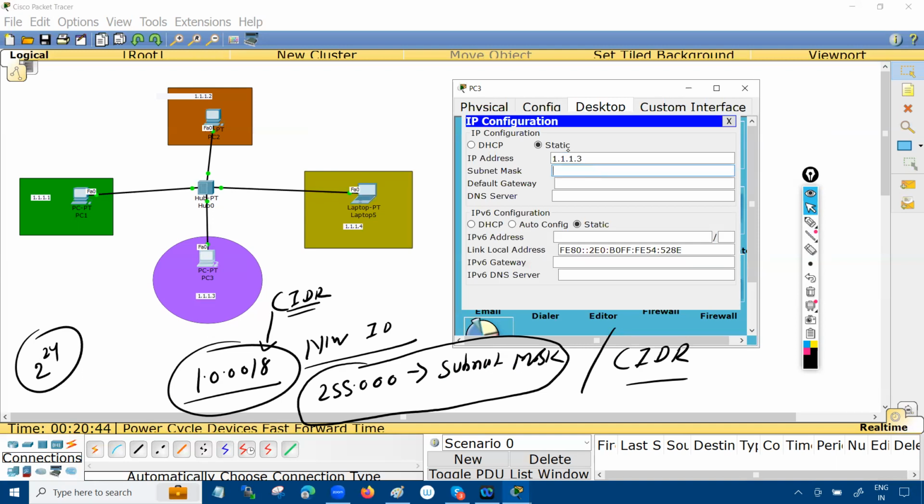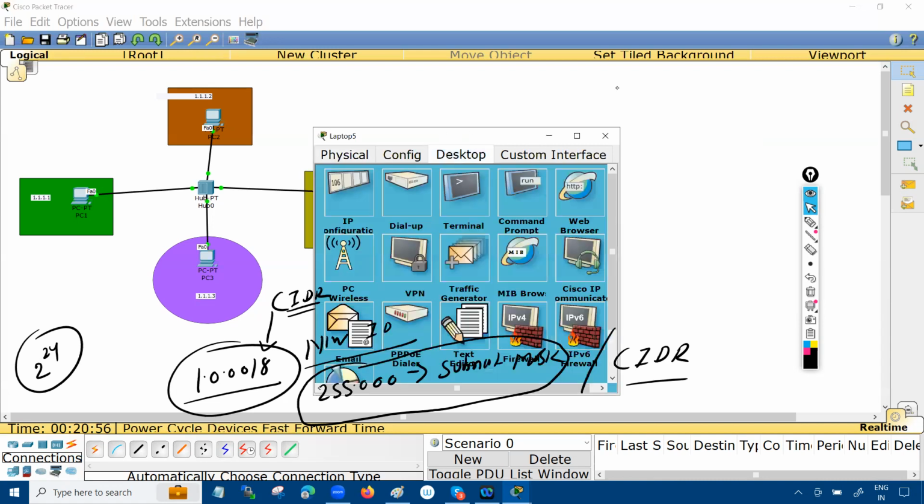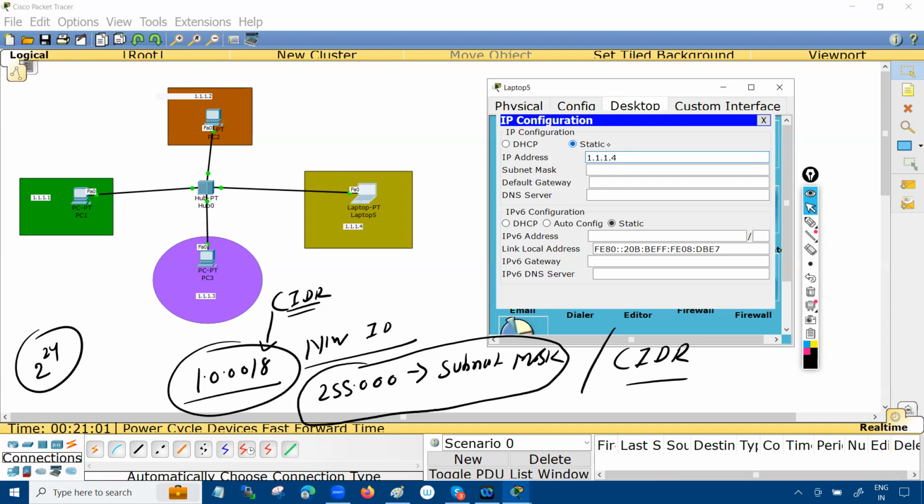If you want to change it, you can change it. But you will get to know when you have to change it. Wait for the subnetting, then you will understand this thing. And for PC4, I have 1.1.1.4. That's simple.